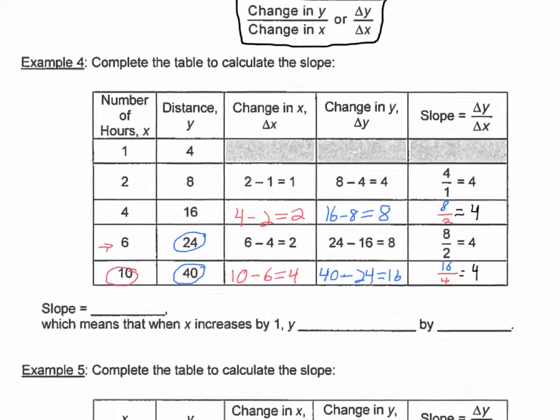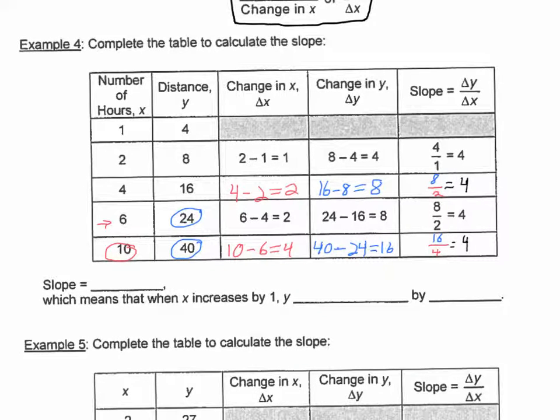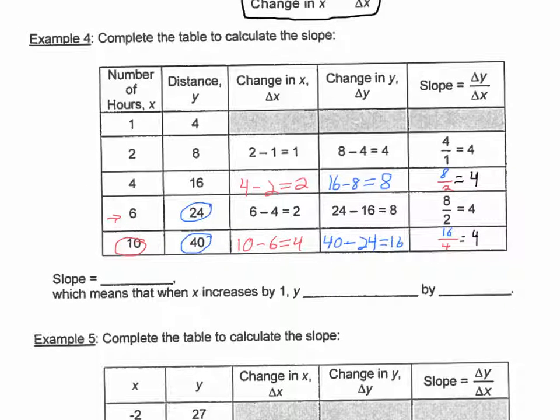All right, let me zoom out a little bit. So, in conclusion, for example 4, what can we say our slope is? Well, if you look in this column right here, the slope column, all of our rows say that our slope is 4. So I'm pretty sure that our slope is going to be 4, since all our rows say that. It just kind of makes sense.